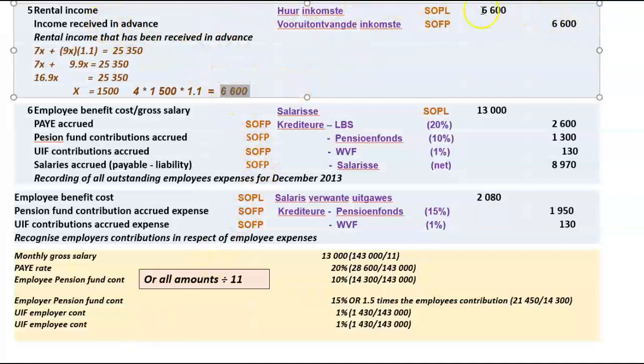received in advance. Statement of financial position, that income received in advance is going to form part of trade and other payables, and in your note for trade and other payables, that would be shown as an other payable. And that statement of financial position, 6,600 Rand.